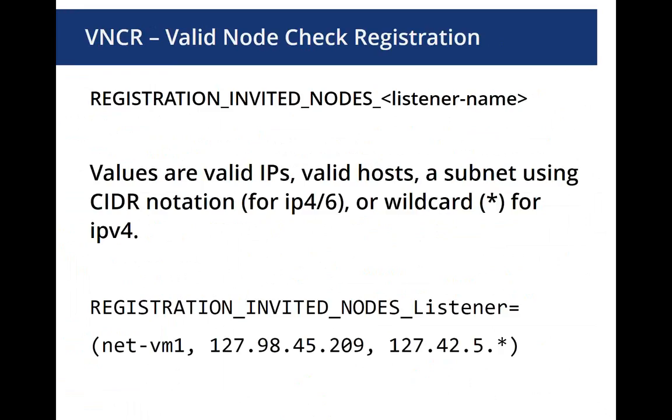And the very nice feature here, in comparison to the standard invited nodes, which just limits IP connections to the database in general, is you can use wildcards on this. So you can use CIDR notation, which says I can do subnets. I can also put wildcards in for the different values. So this is a little bit better and easier to use than just the standard invited nodes capability. But again, it has to be set up correctly, and it's with the listener name. So we do see that mistake quite often.